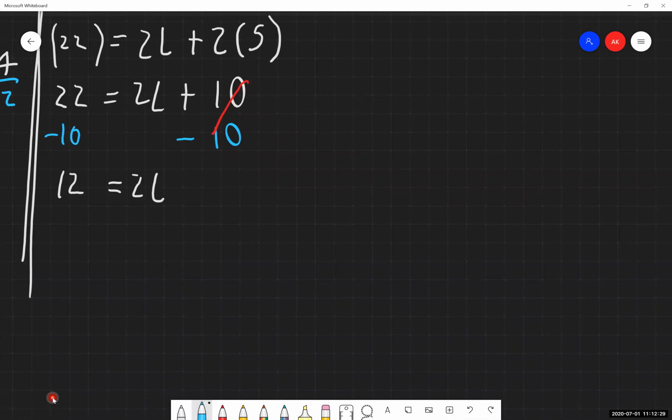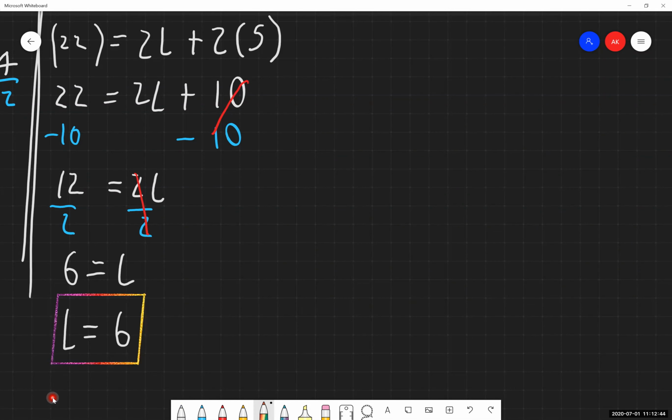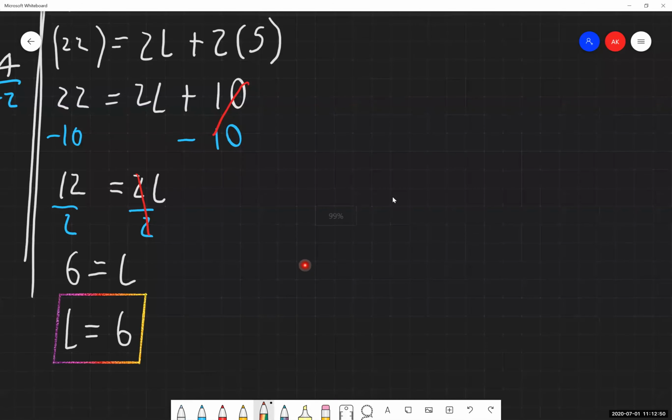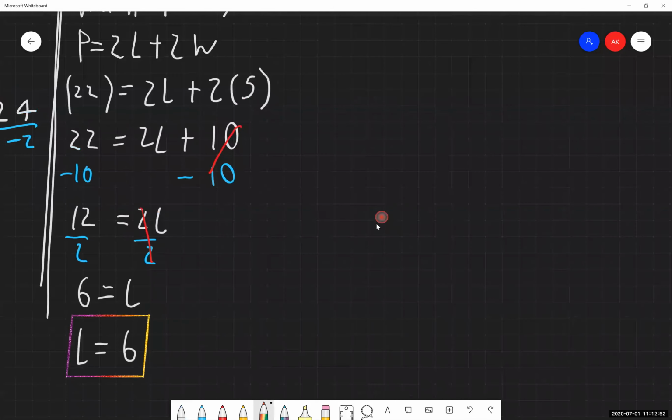So again, we're dividing both sides by 2. We want to get L all by itself. Oops. 2's cancel. And we get L equals 6 on the left-hand side. So again, similar process to everything we've done up to this point in time. We're just substituting things in and then solving.